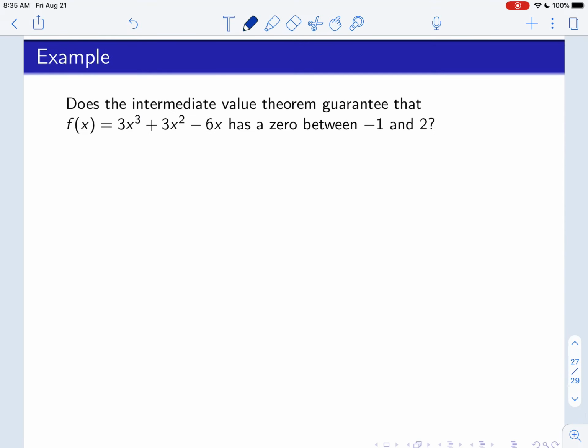All right, so let's try another one. So this time, I want to know if we have a 0. So 0 is playing the role of k.